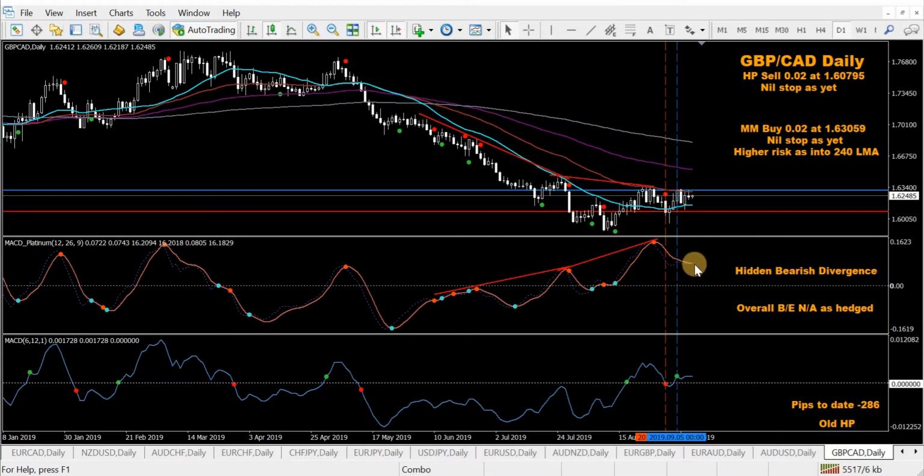Now pound CAD, bit of a going nowhere at the moment. We took a HP sell and a mod MACD buy. So currently hedged, locked in a loss there between the two trades, just waiting for some direction one way or the other. But at the moment, not setting the world on fire, as a lot of pound pairs aren't.